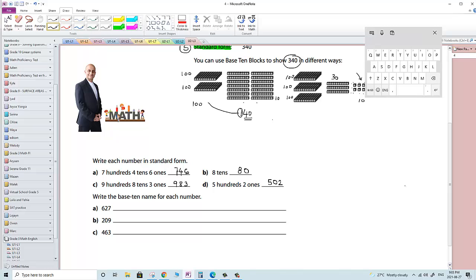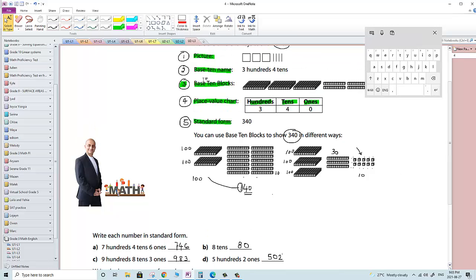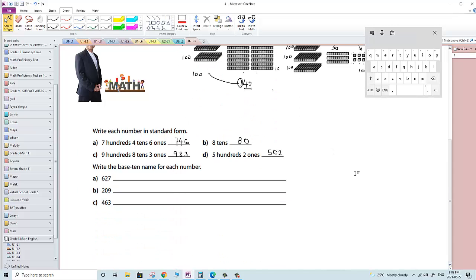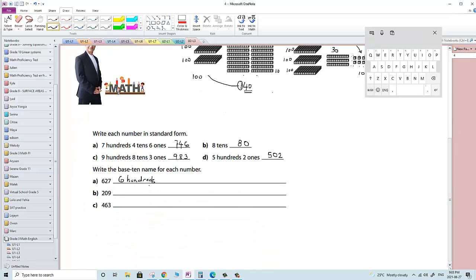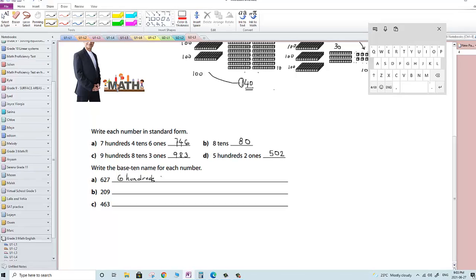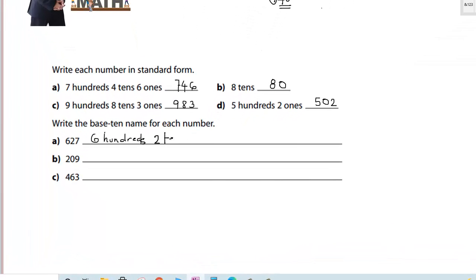Perfect. Next, write the base 10 name for each number. Can you see here? Base 10 name. That means I write 300s, 4 tens, and how many ones? Okay, so here, I write like that. If I start from the 6, this is 600, exactly like what I have here. So 600s, I add the S for 6. After that, 2 tens. And after that, I have 7 ones. Wow.